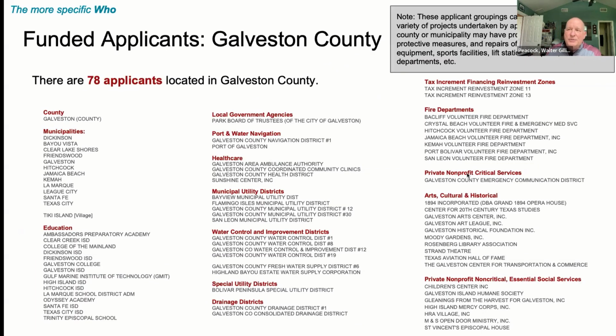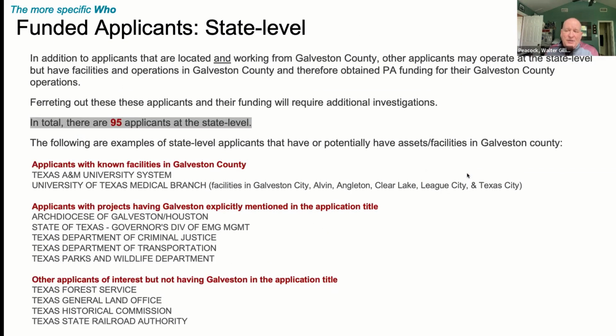If we look at who was funded in Galveston County, there's 78 applicants. This gives you a sense. The county, lots of municipalities, a host of educational organizations, municipal utility networks, you name it, different government entities and governments, as well as nonprofits, can be funded and were funded out of this fund. So it gives you a sense of at least a little bit about who. However, that's only part of the picture.